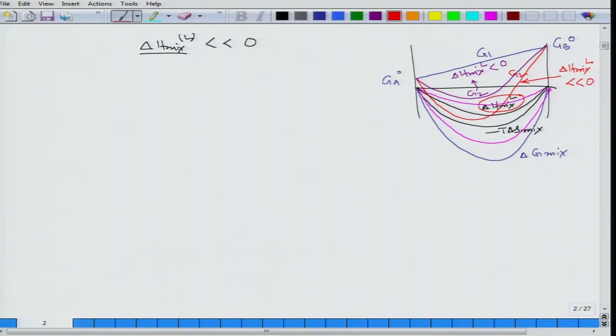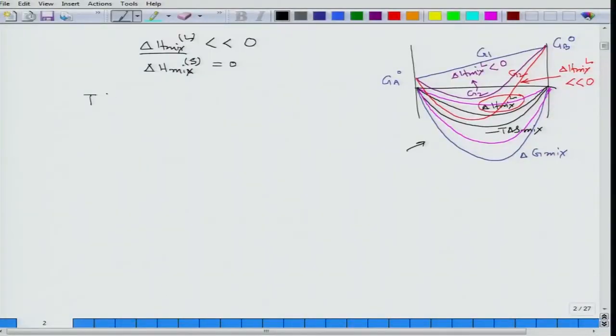So, when this situation arises, we have a much deeper G2, and another situation could be del H mix of solid equal to 0. So, automatically according to this explanation, G2 of the solid solution would be less steep. Now, let us say I consider a situation where T is greater than Tm of A, greater than Tm of B.